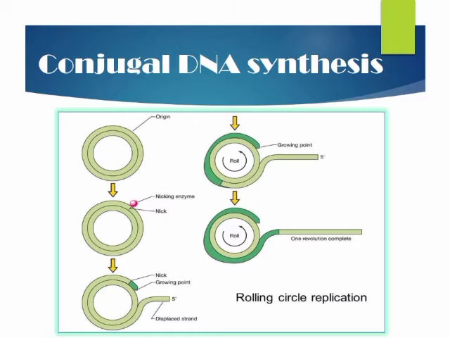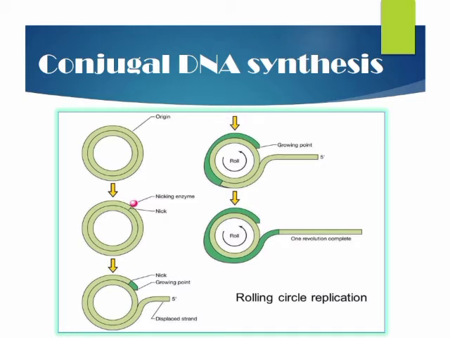Conjugation is initiated by a signal. The relaxase enzyme creates a nick in one of the strands of the conjugative plasmid at the OriT site. Basically, that DNA synthesis is also known as the rolling circle replication process. By this process, the plasmid DNA will synthesize its new DNA strand, and that particular DNA strand is transferred from the donor bacterium to the recipient.